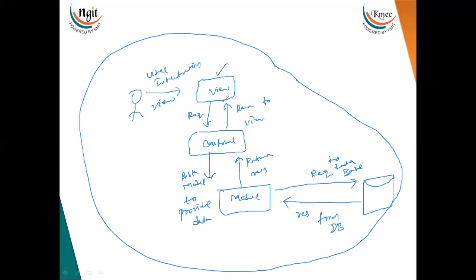This is the view part, which is taking the request from the user and representing the response of the model or controller. Then the view sends the request to the controller. The controller will ask the model to provide the data. The model will request the database. The database will provide the response. That response will be forwarded to the controller by the model. Then the controller returns that response to the view part, right? This is all about the MVC architecture, right?